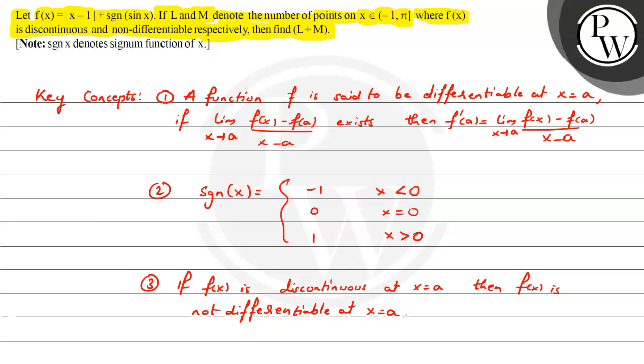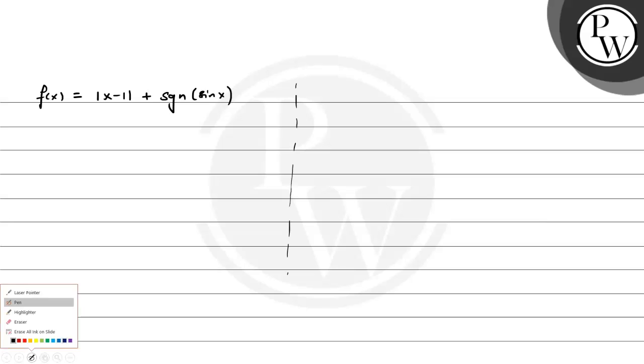With these three concepts, let's now start our solution. In the question, we have been given the function f(x) equal to modulus of x minus 1 plus signum of sin x. Now, to get the signum of sin x, let's first look at the graph of function sin x. So let's draw a rough sketch of sin x over the concerned interval.